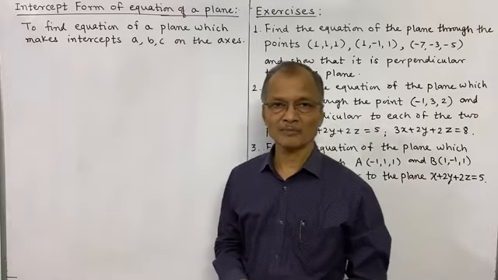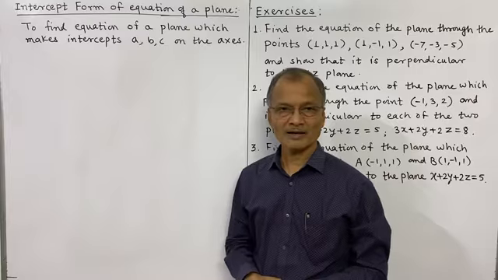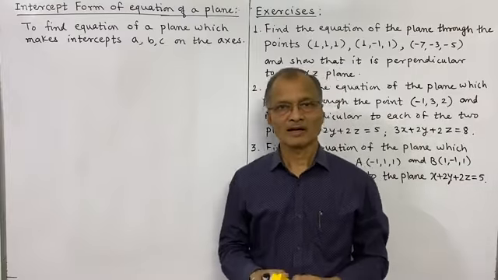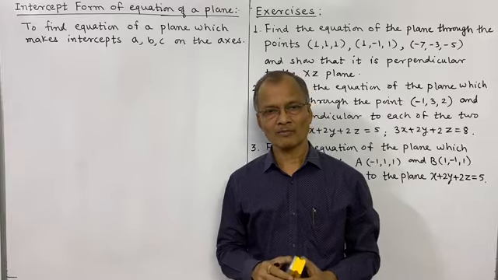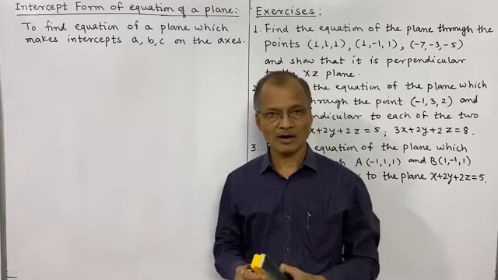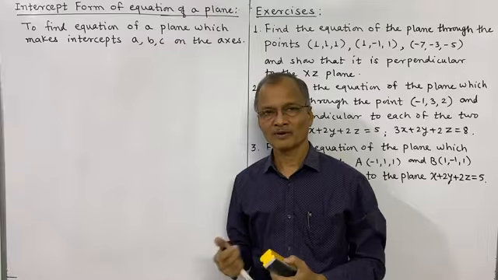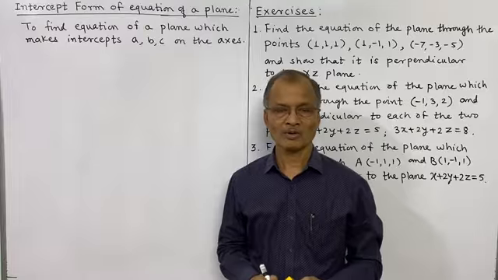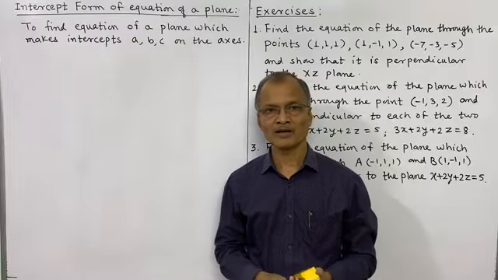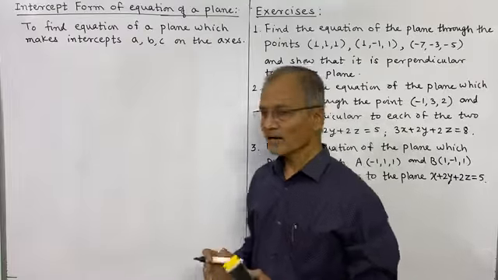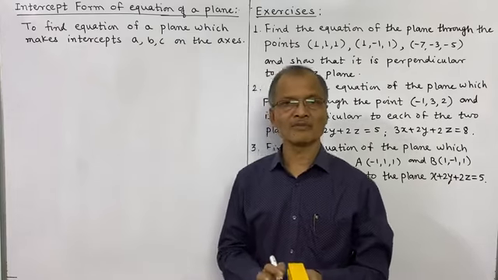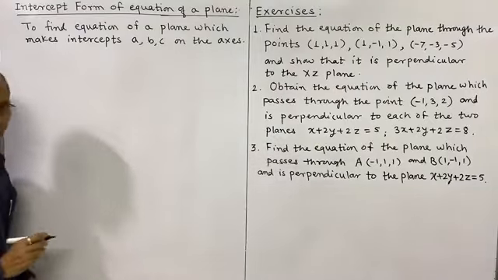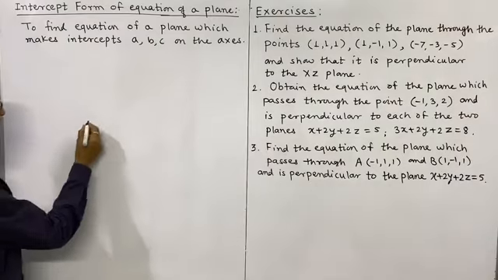We are studying the plane, and in the earlier lectures we have seen the different forms of equation of a plane. One form is the general form, and then we studied the normal form of equation of plane, and further we have seen how to transform the general form to the normal form. Further we have seen the angle between the planes, and the angle between the planes is the same as the angle between their normals.